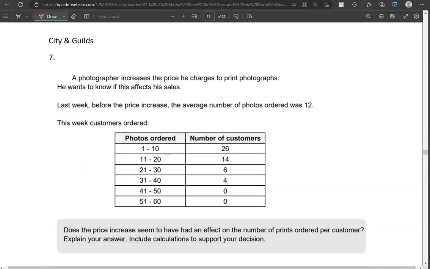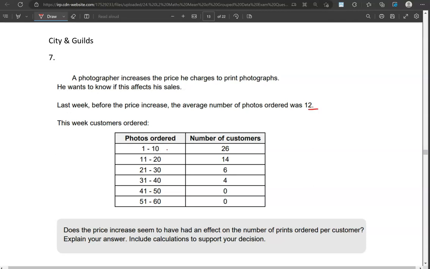A photographer increases the price he charges to print photographs. He wants to know if this affects his sales. Last week, before the price increase, the average number of photos ordered was 12. This week, customers ordered 1 to 10, 26 of them, 11 to 20, 14 of them, and so on. Does the price increase seem to have had an effect on the number of prints ordered per customer? Explain your answer. Include calculations to support your decision. So we're going to estimate the number of prints ordered per customer and then compare it to 12.